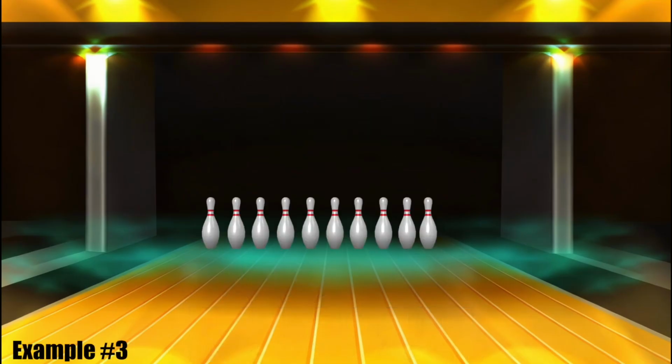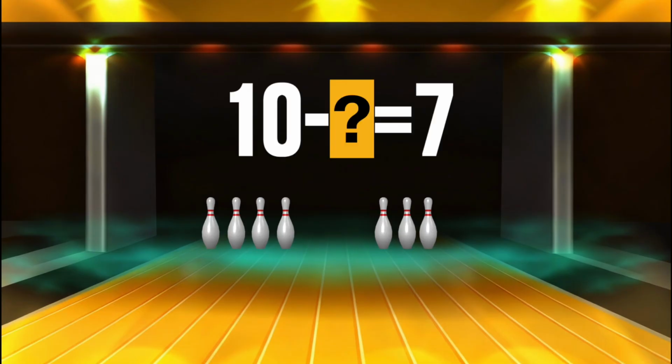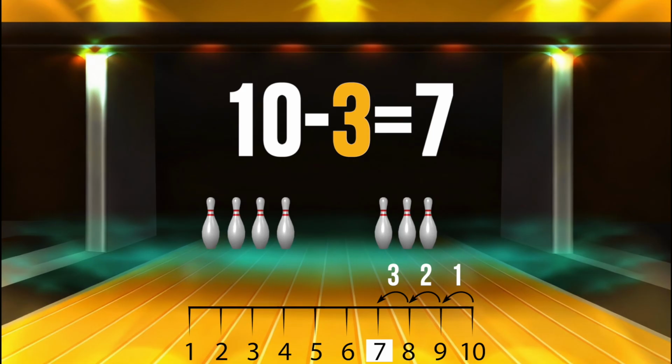Example number 3. Here are 10 pins standing tall. The first ball rolls. Now we have 7 pins left. Our subtraction sentence is 10 minus what equals 7? Let's count back from 10 to 7. 1, 2, 3. We counted back 3 numbers. So 3 pins fell from the first ball. 10 minus 3 equals 7.